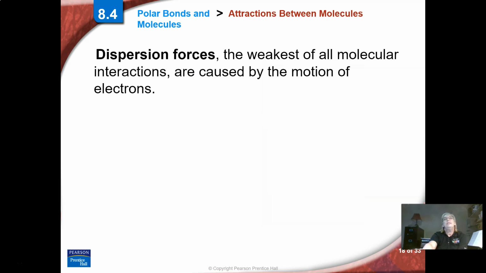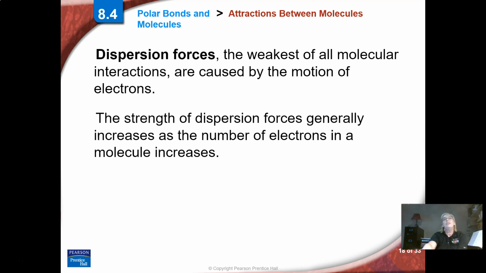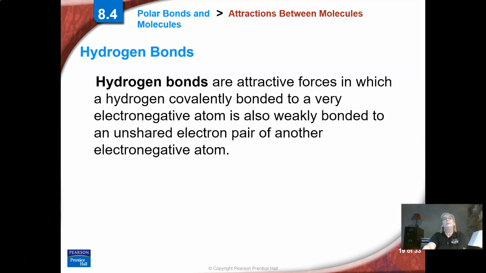Dispersion forces are the weakest, and they're caused by just motions of electrons, so it's like an instantaneous movement of electrons in a bunch of molecules. So that's dispersion forces. So you'll need to read through this in the book, because this is just a real brief beginning introduction for you. So please read the book about this. And the more electrons you have in a molecule, the more you can have dispersion forces, because the cloud of electrons can just move all over the molecule.